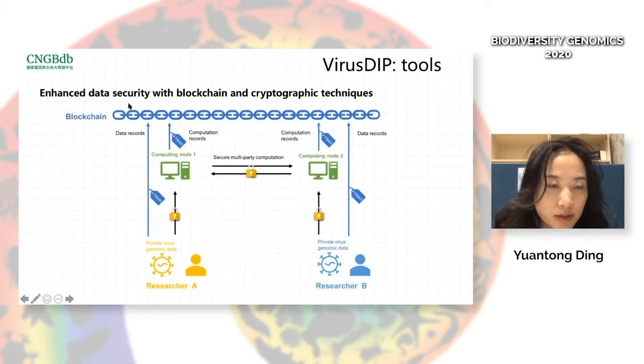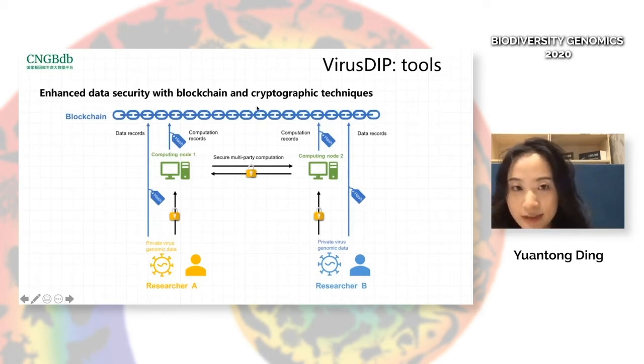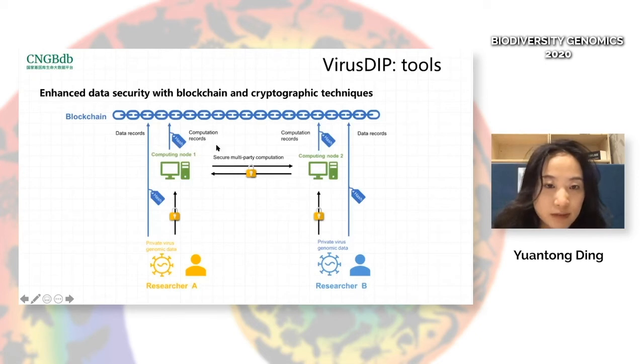And we also use blockchain to keep the data records and the computation records. Blockchain is a distributed and tamper-proof system, so all the records on chain are tamper-proof. And we track all the data flow on the blockchain. But this is still an ongoing process. If you're interested in blockchain or other cryptographic techniques, you could contact us for further discussion or collaboration.